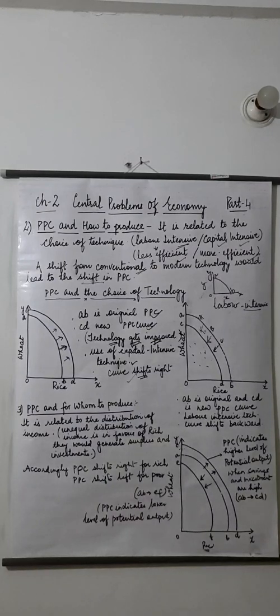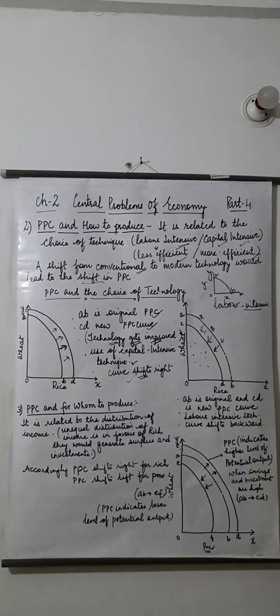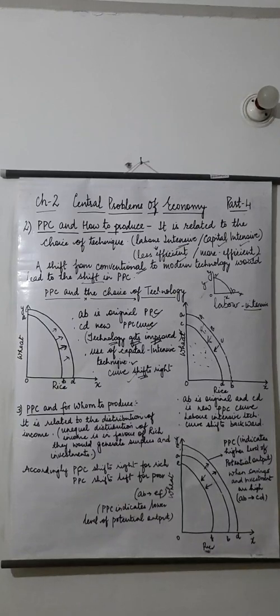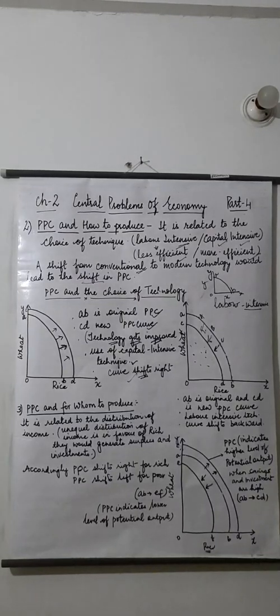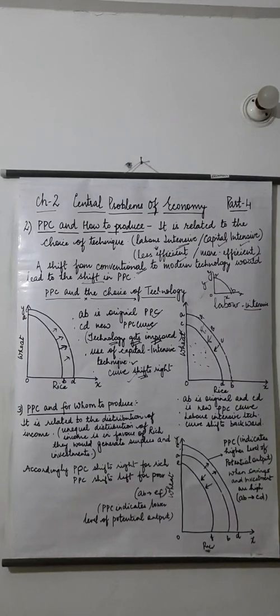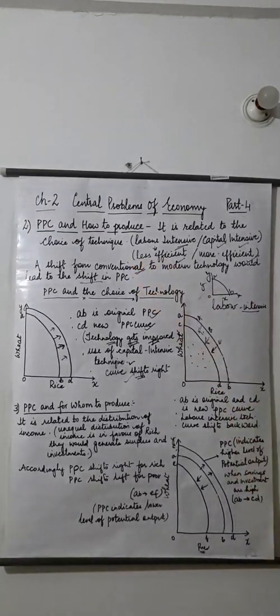We have also discussed PPC and what to produce. What to produce means whether we have to produce capital goods, that is machinery, plantation, etc., or the consumer goods that will increase the standard of life. We also get to understand that the resources which we are using, we have to place them in an appropriate manner. Moving ahead with that, we'll now start with PPC and how to produce.